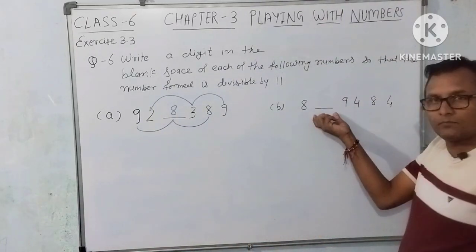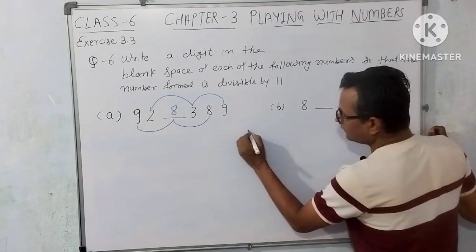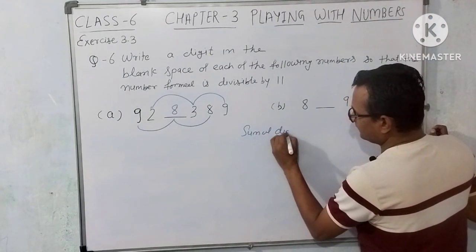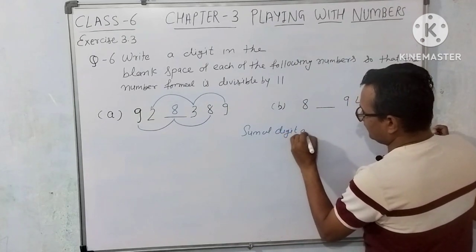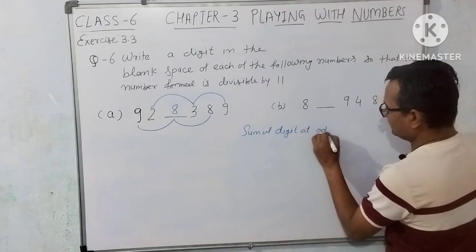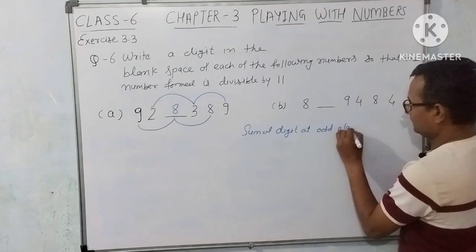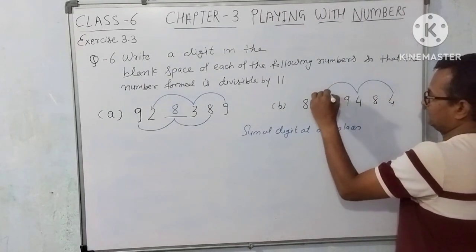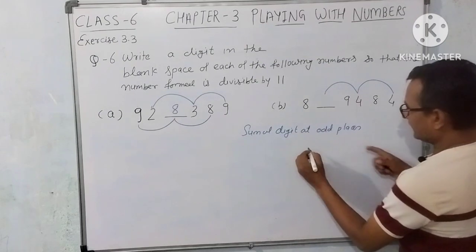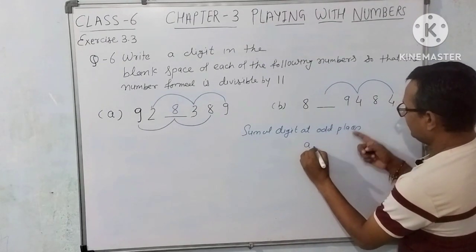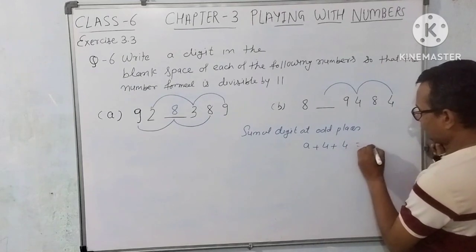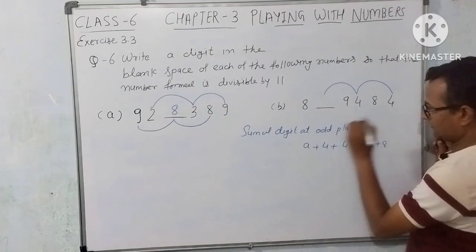Again we don't know the number, so again we have to find the sum of digits at odd places. So at the odd places, we can write a plus 4 plus 4 equal to a plus 8.